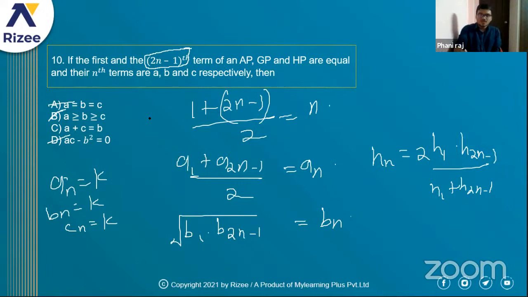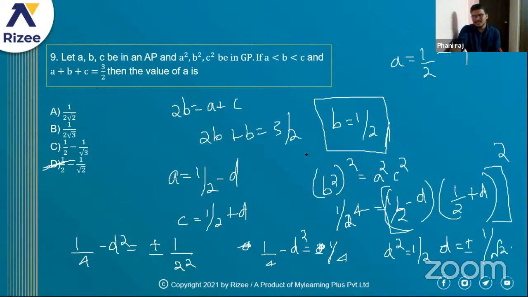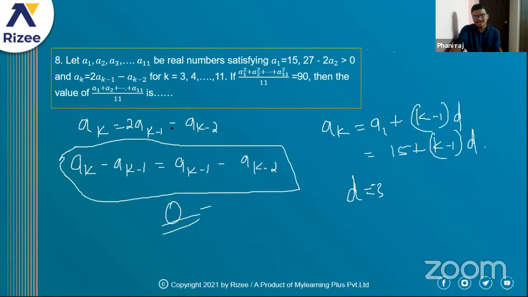Okay. So you see, what have we done? We have used the arithmetic mean, geometric mean, and the standard inequality in this question. This is just using the definition of AM, GM, HM. This is just identifying that the given sequence follows an arithmetic progression.